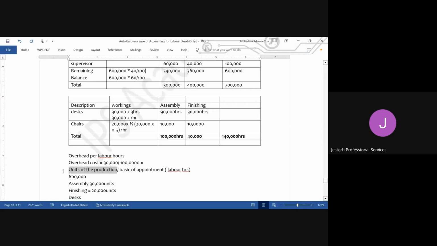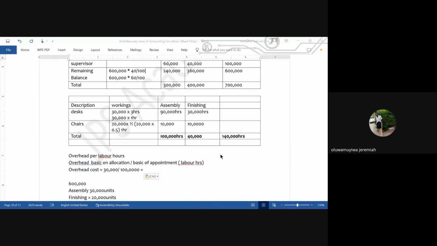Okay, sorry, this one should be overhead based on allocation. Okay, so now let me come here, please. Just wait for me. Okay, you have something to ask. Go on. So the overhead, you say 30,000 over 100,000 hours. Is it the less overhead cost or the balance we add? That's what we're going to use to divide by the 100,000 hours, or?